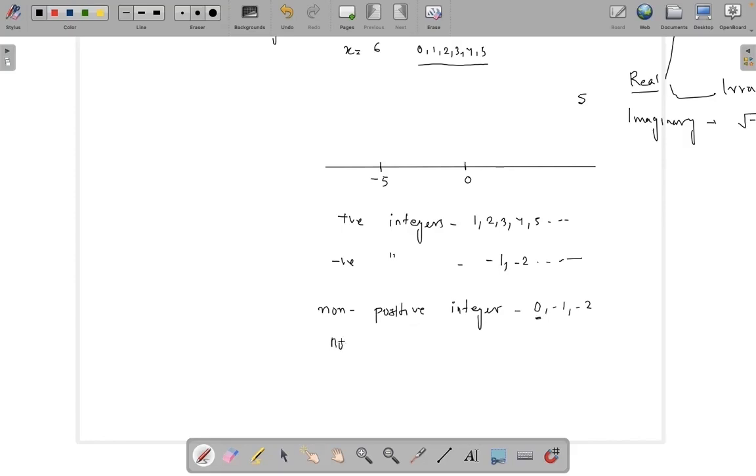Similarly, non-negative integers would include 0, 1, 2, and so on. Fine, that is all we need to know about integers. We'll continue with the properties of integers in the next class.